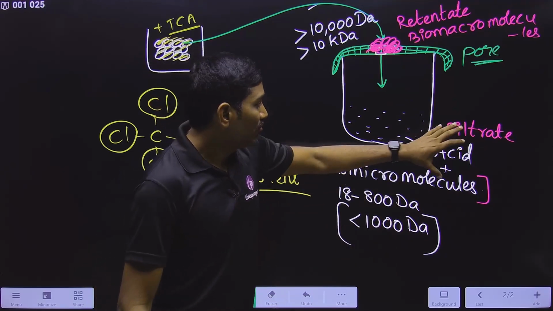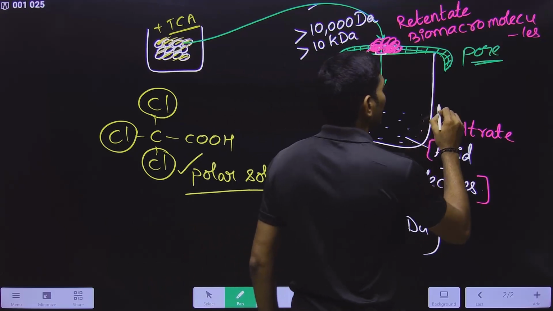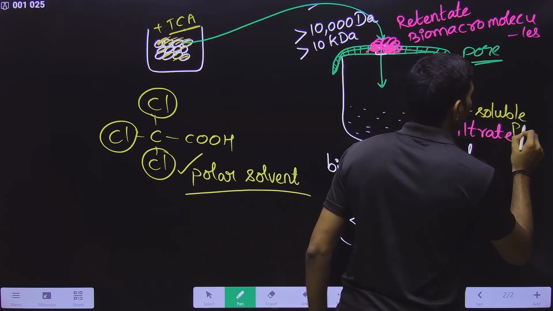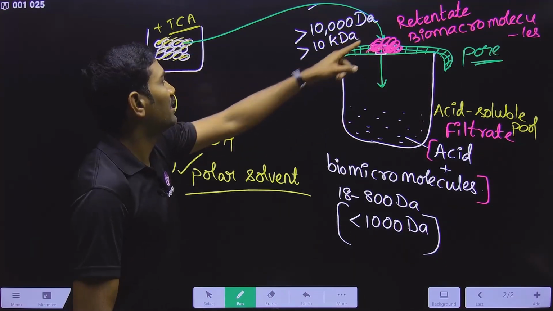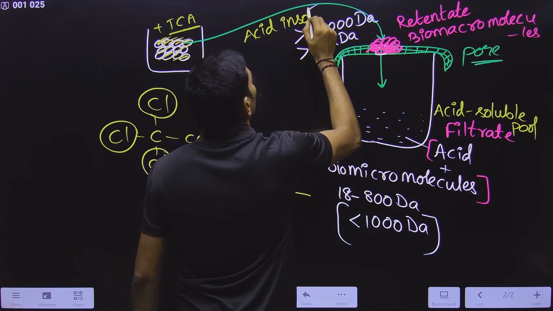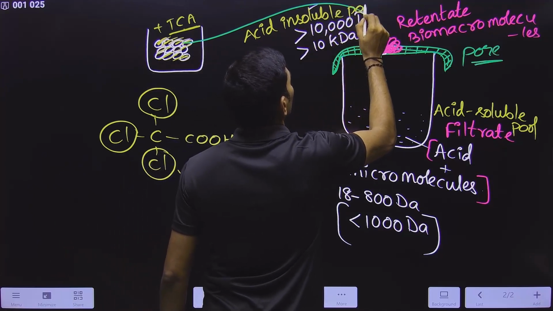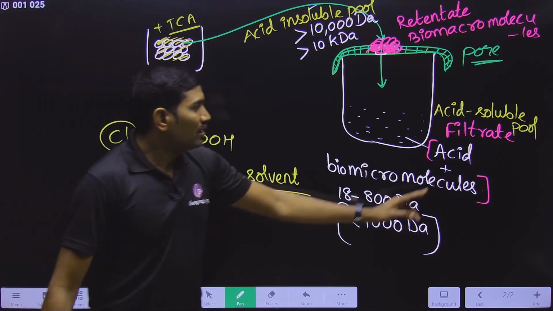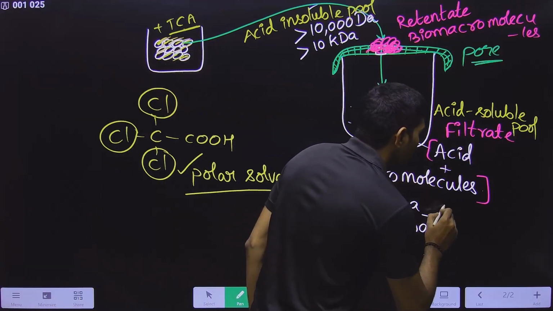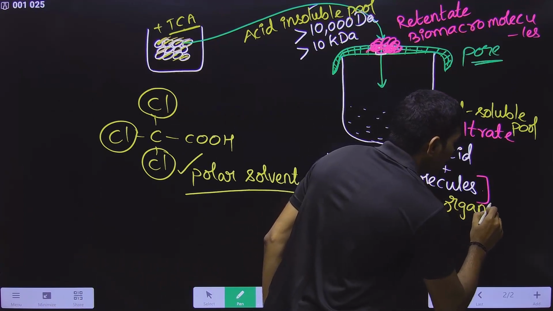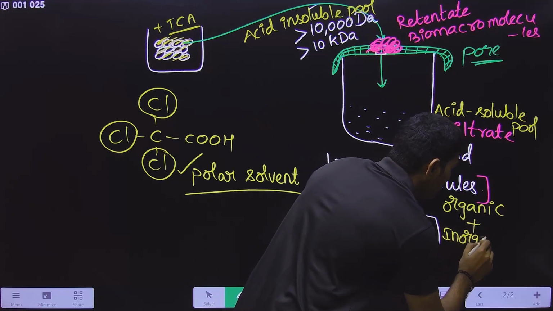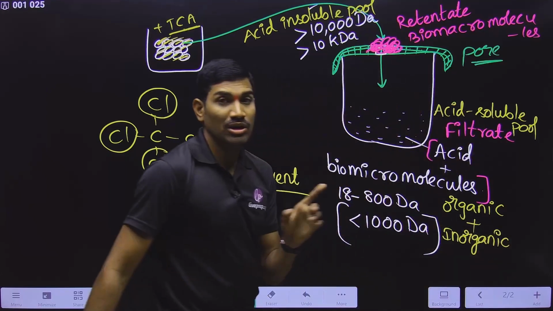Very important question. The filtrate is also called the acid soluble pool. And the retentate is also called the acid insoluble pool. You need to know all these names. Names are very important. The filtrate is also called the acid soluble pool. What components are present in this? It has both organic molecules and inorganic molecules. Very important.